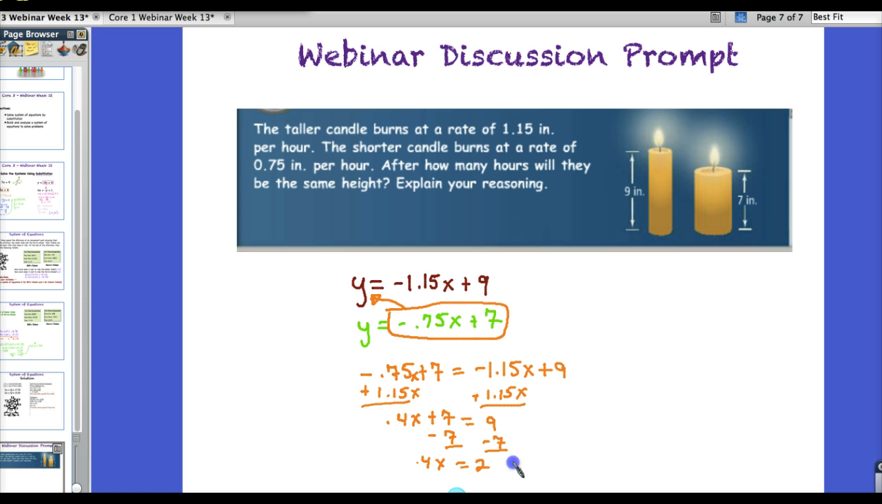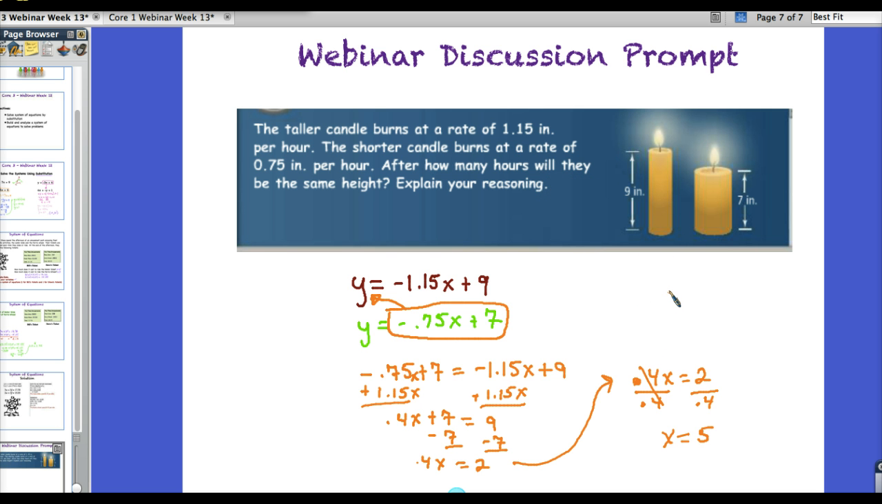So if you take, we'll scroll up here, 0.4x equals 2, and you divide by 0.4, then you get x equals 5. So that means that it takes 5 hours for them to equal the same height.